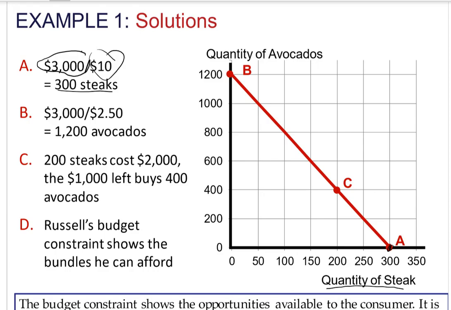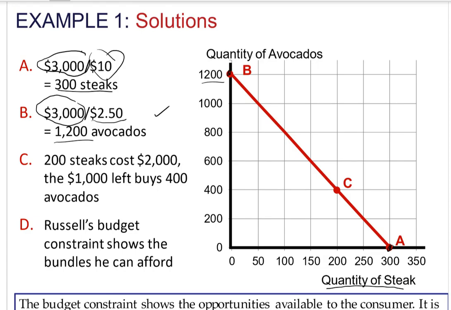So the second question is about that. Again, if he spends all his money on avocados, how many avocados will he buy? We divide the $3,000 he has by the price per avocado. That gives us 1,200 avocados. If he spends all the money, then he can afford this many avocados.